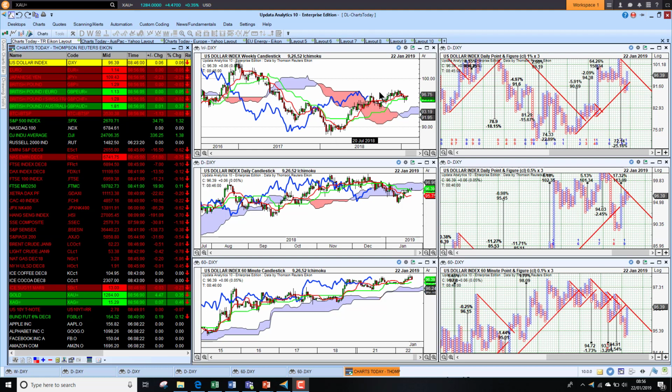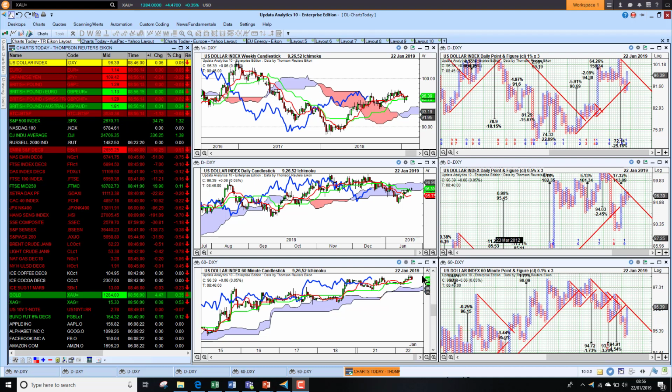So the dollar is bullish above all three time frames, so it's still bullish. We do have some downside targets, but we're seeing that recovery here showing up in the point and figure chart and new upside targets activated. So strong dollar is still the theme.